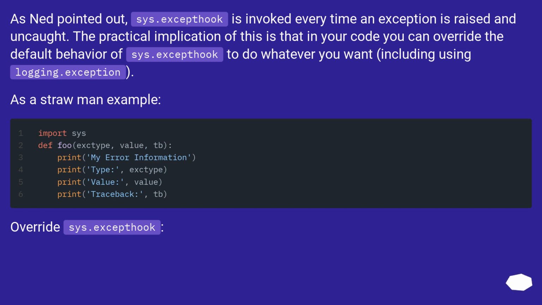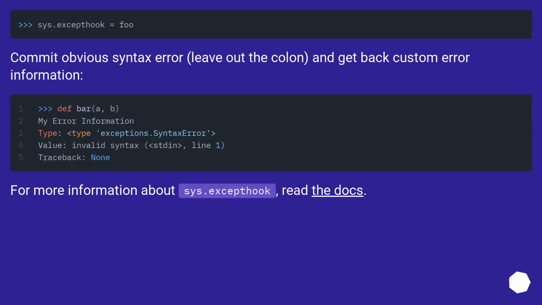As a straw man example, override sys.excepthook. Commit an obvious syntax error, leave out the colon, and get back custom error information. For more information about sys.excepthook, read the docs.